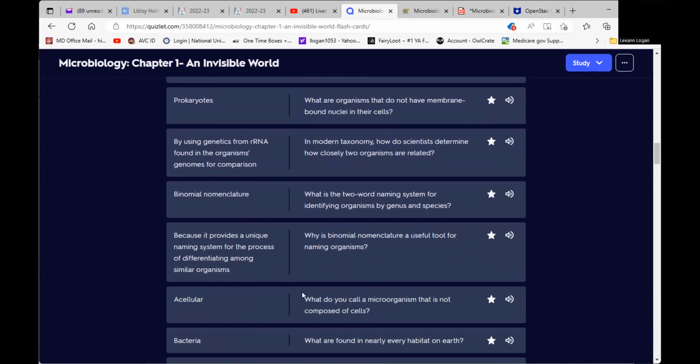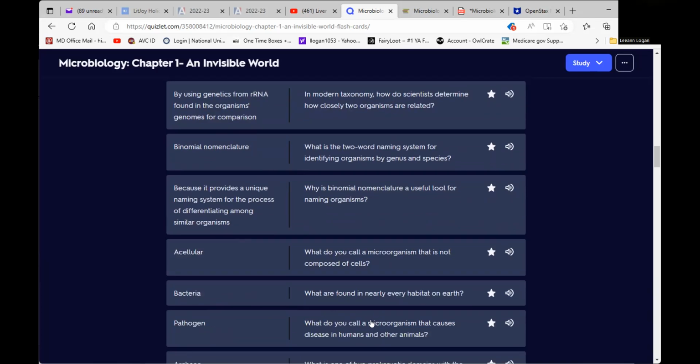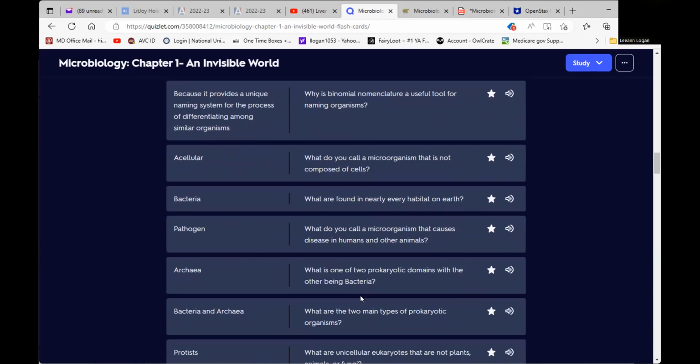What do you call a microorganism that is not composed of cells? That's acellular, without a cell. What is found nearly in every habitat on Earth? That would be bacteria. What do you call a microorganism that causes diseases in humans and other animals? That would be a pathogen. What is one of the two prokaryotic domains, with the other being bacteria? That would be archaea. What are the two main types of prokaryotic organisms? That would be bacteria and archaea.